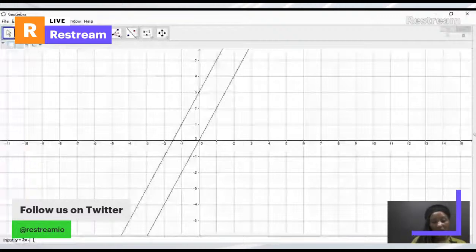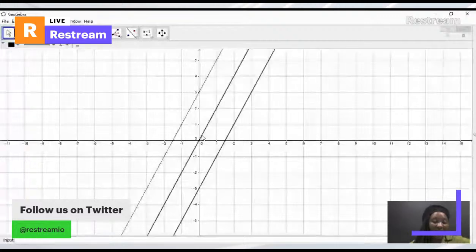The middle one is y equals 2x. When you add 3 to it, you notice it's the same line, but it just shifts up 3 spaces. You see that? So this is the line y equals 2x, and it's up 3 spaces because it's 2x plus 3. The line y equals 2x minus 3, from the original y equals 2x, we shift it down because it's 2x minus 3.